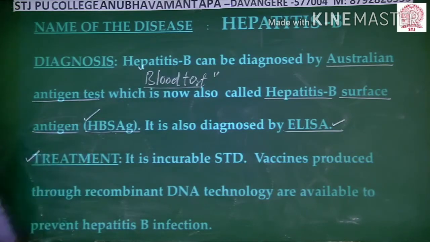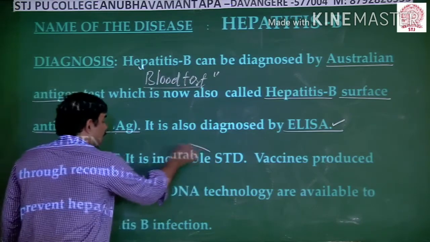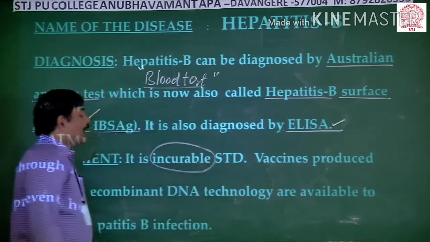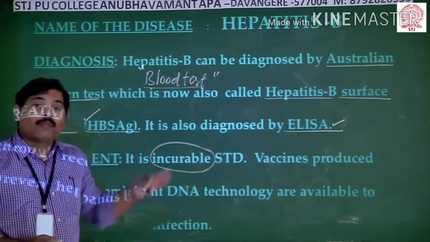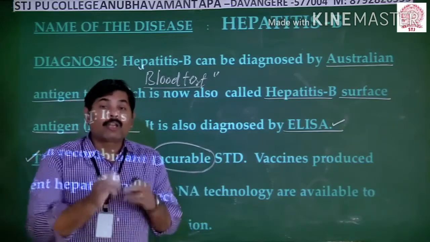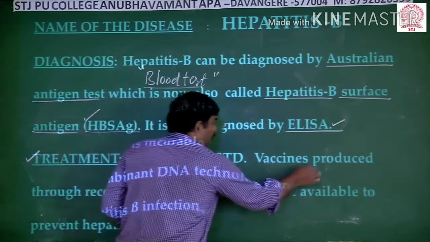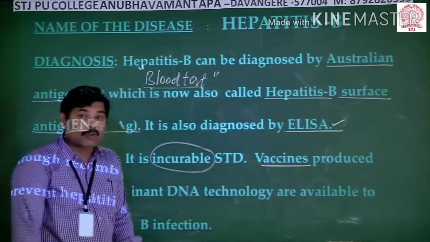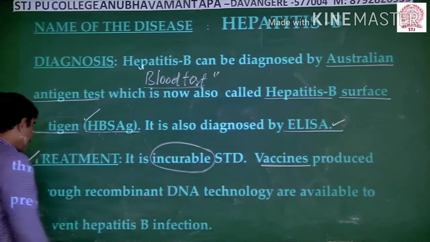Then what is the treatment for that? Here is a point to be noted again. This hepatitis B is also an incurable STD. There is no cure at all for this sexually transmitted disease. But the fortunate point related to this one is that vaccinations are available. The vaccines are developed with the help of recombinant DNA technology.